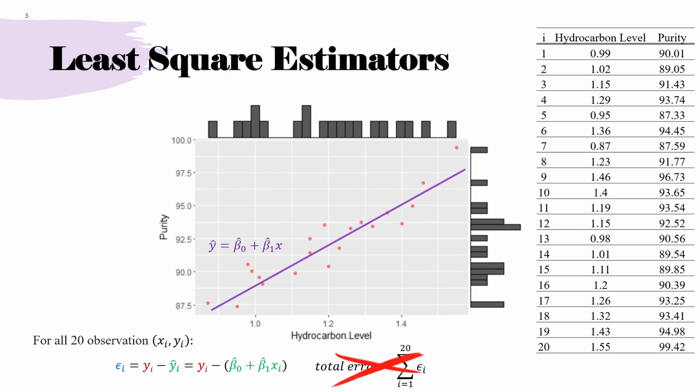To measure the total error produced by a fitted line, we might consider simply summing the errors across all 20 observations. However, doing so would risk underestimating the overall error. This is because some errors are positive, corresponding to observations that lie above the fitted line, while others are negative, corresponding to observations that lie below the line. When summed directly, these positive and negative errors can cancel each other out, giving a false impression of a better fit than actually exists. To avoid this issue, we square each error before summing them.